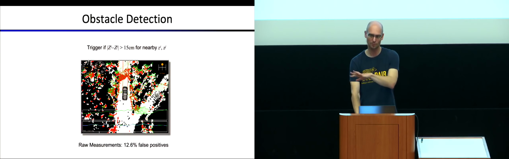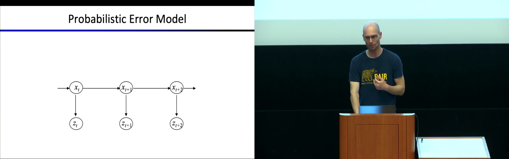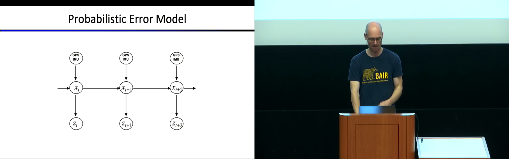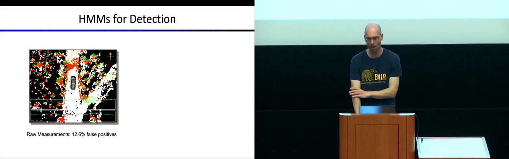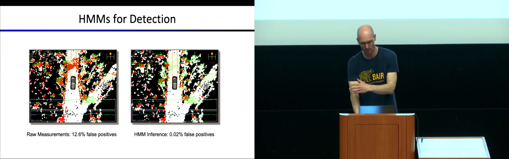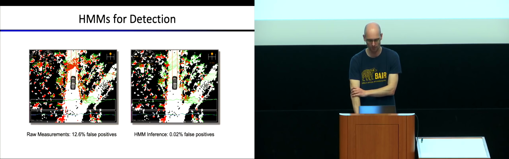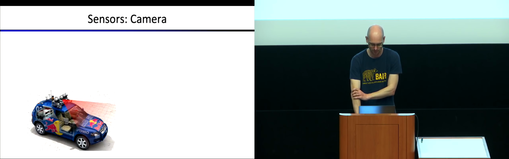If you're in an urban environment, there will be a lot more obstacles. A lot of readings will be noisy. And so it's typical to run something like an HMM to denoise those GPS, IMU, and laser readings into a more reliable estimate of the geometry of the world around you. So raw measurements might give you 12% false positives. With HMM, you get 0.02% false positives of where there might be obstacles.